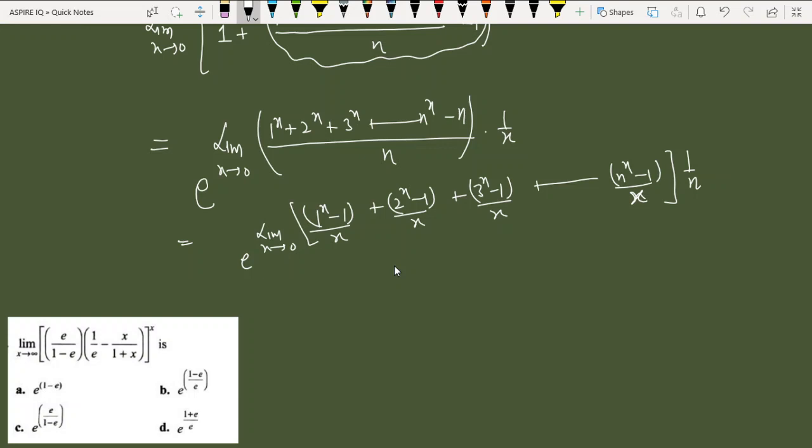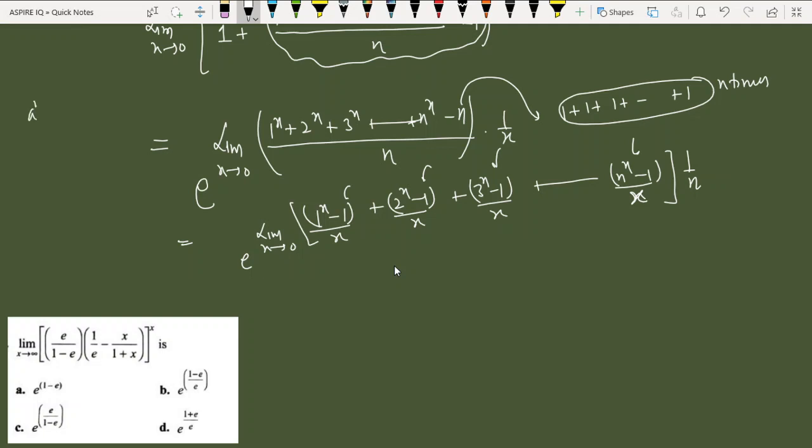So what I did, I just simply split n into 1 plus 1 plus 1 up to n times. I split and distribute each 1 to each of the n terms. So 1 to the power x minus 1, here comes 1, here 1 comes, here 1 comes. I distributed each 1 to each term of 1 to the power x plus 2 to the power x plus 3 to the power x up to n to the power x. Just simply distribute it. Still the expression is the same.